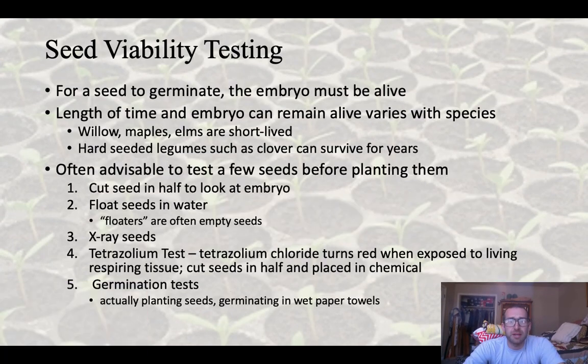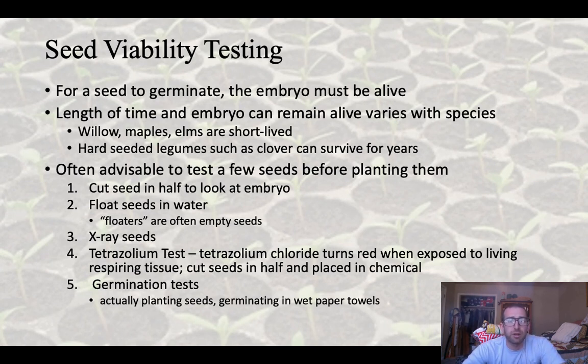Now, for a seed to germinate, the embryo must be alive. And the time that the embryo remains alive will vary within species. For example, in willows, maples, and elms, the embryo has a short life in that seed, whereas in some other species, particularly your hard-seeded legumes, such as clover, the embryo will survive for years. Right, and this is related to the different seed characteristics, which we won't get into too much here.